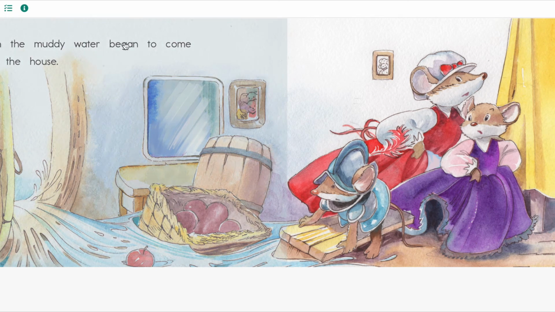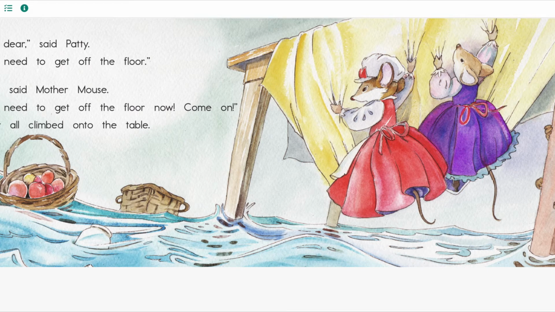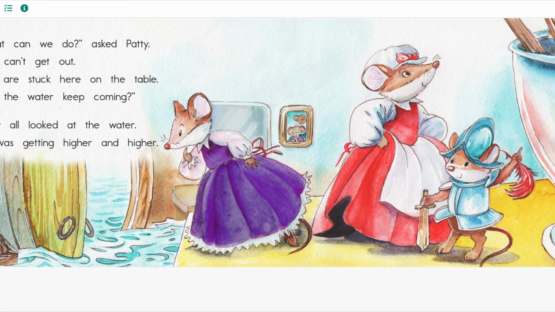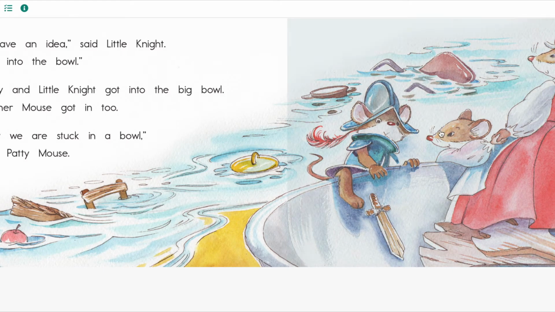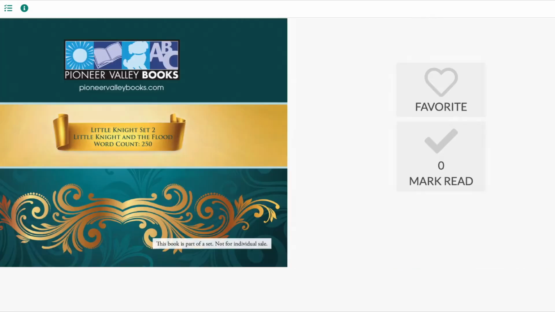Here it is. It said the water began to come up in the house. So here, what are they doing in the picture? Yeah, what are they doing right here? They climbed onto the table. And then what did they do? And they got into the bowl and used it as a boat. Nice job.